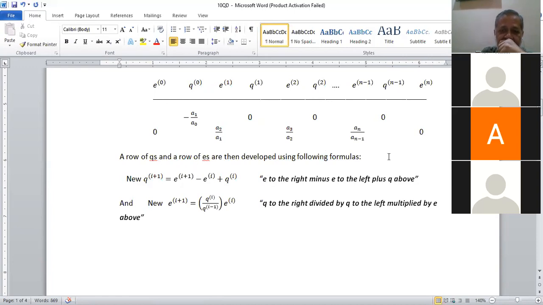Now the second row of E's, or the fourth row of the table, we have to find E values. Remember that the first and last E value will always be written as 0. Below the Q values, the E value that comes will be the Q value on the right divided by the Q value on the left multiplied by the last E value. Sorry, I have to calculate the new E value here. Before this, I have already calculated the Q values.